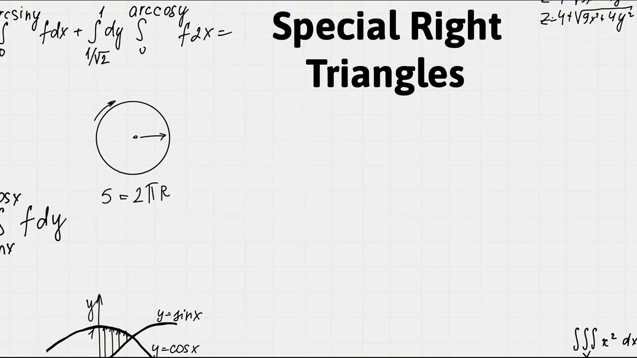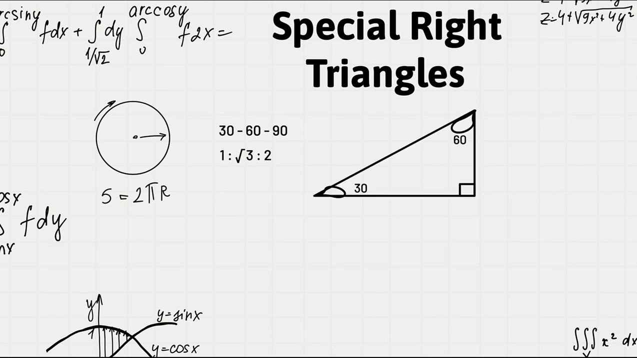So, getting into special right triangles, we have 2 types. The first type we're going to look at is a 30, 60, 90, which has the ratios of 1, square root 3, and 2. So we really want to visualize this triangle.